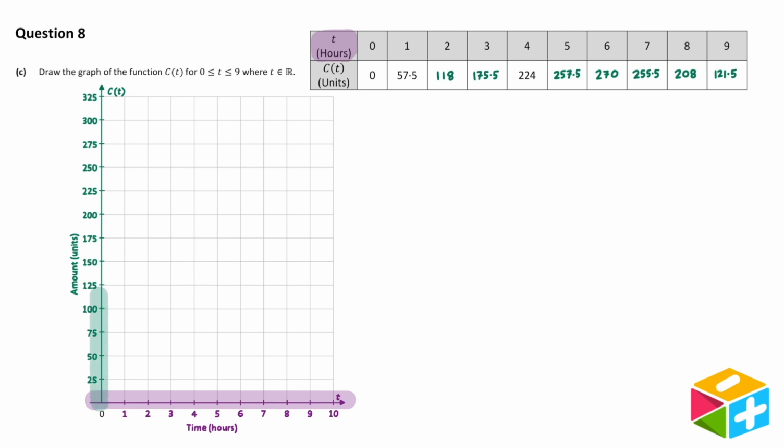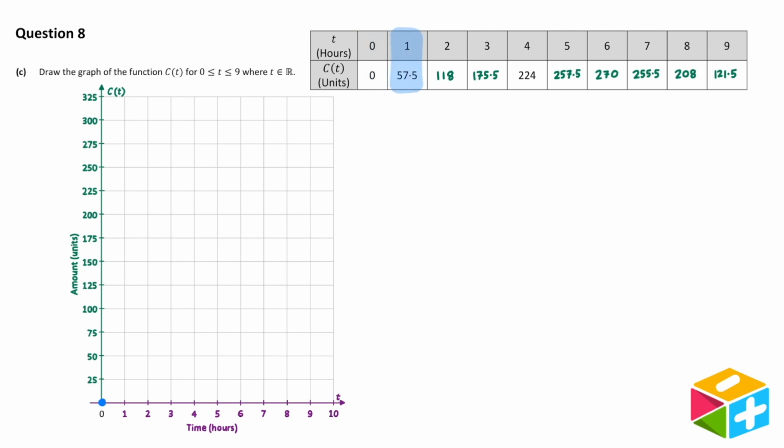The vertical axis is labelled with c of t, the amount of the drug in units. This corresponds to the second row in our table. So let's plot our points. In our first pair, we have t is equal to 0 and c of t is equal to 0. Going to a value of 0 on both axes gives us a point right here.